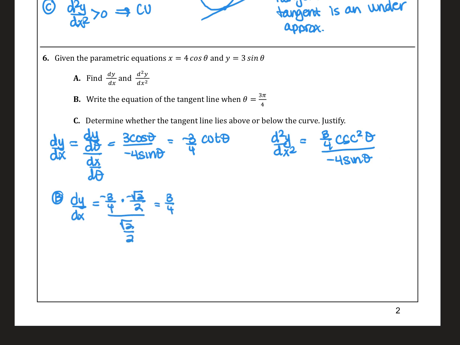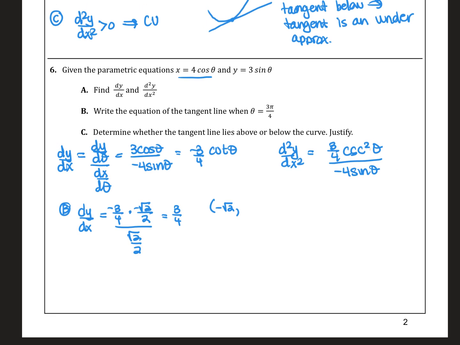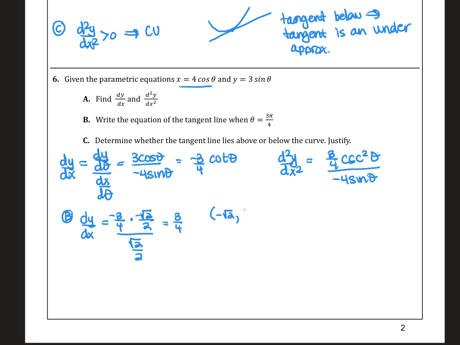So that's your slope, and we also need a point. Our x point at 3 pi over 4 is going to be negative root 2, and the y point is going to be 3 root 2 over 2. So now the equation of the tangent line is 3 root 2 over 2 plus the slope, and then x minus the x coordinate.